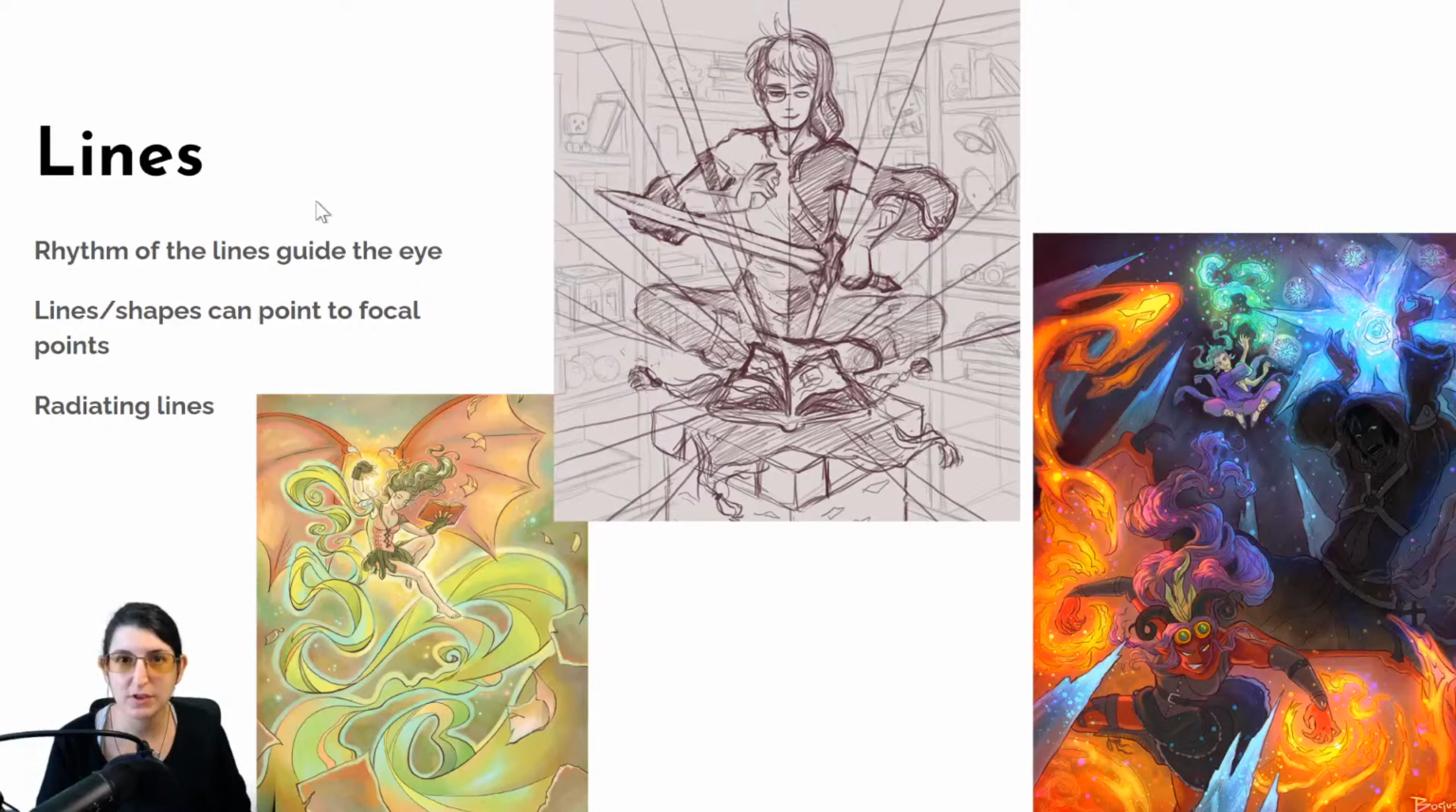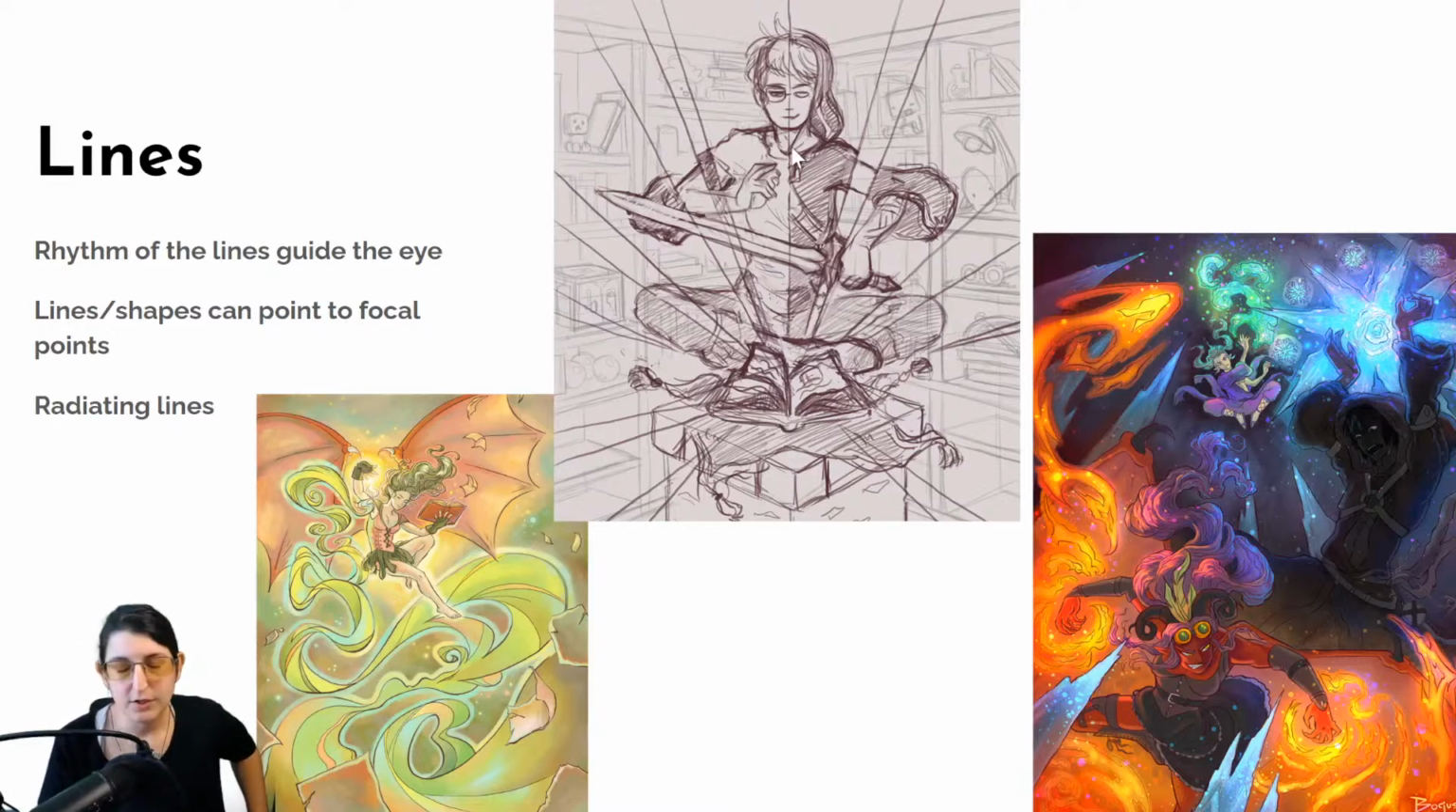You can also use lines and shapes to guide the eye. For example, this is a sketch of an illustration I had started at one point where I've got radial lines coming into the center of this book here. When you have radial lines like this, that creates an automatic focal point. Of course, this character's face is also a focal point because, as I just talked about, a face is automatically going to be a focal point if it's visible.